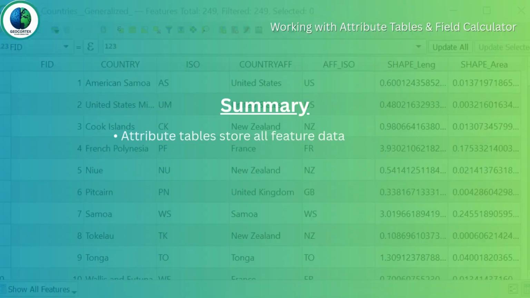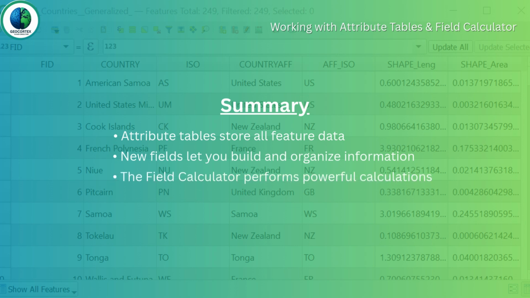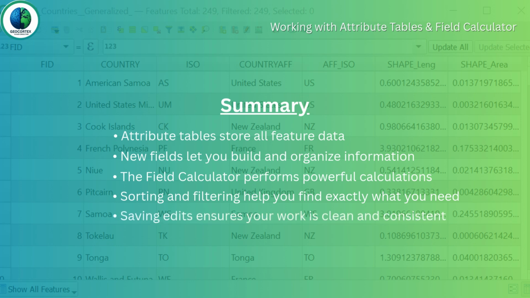Quick recap. Attribute tables store all feature data. New fields let you build and organize information. The field calculator performs powerful calculations. Sorting and filtering help you find exactly what you need. Saving edits ensures your work is clean and consistent.